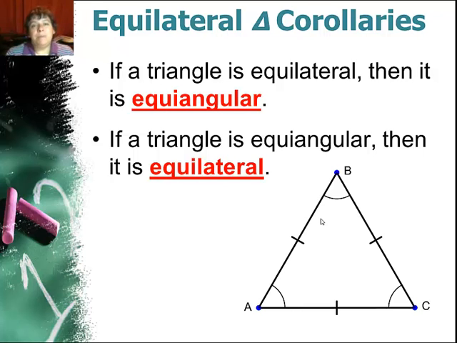Now, there are also some equilateral triangle corollaries. If a triangle is equilateral, that means if all the sides are congruent, then it is also equiangular. All the angles are congruent. And vice versa. The converse is, if a triangle is equiangular, all angles congruent, then it is equilateral, all sides congruent.